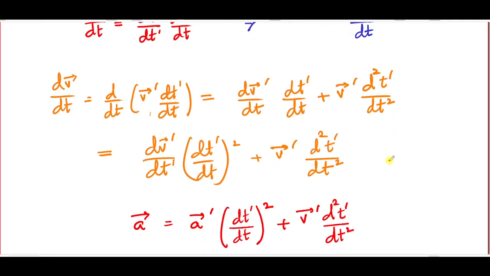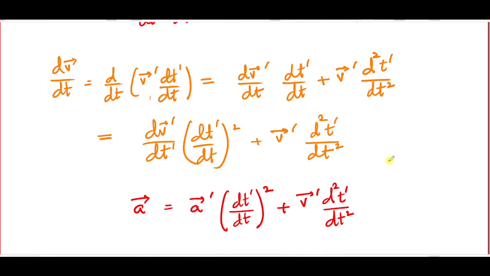Or, the acceleration as measured by O is related to the acceleration as measured by O prime and the velocity as measured by O prime through this equation. A rather complicated looking equation. So just the fact that two observers use different measures of time can lead to very complicated relationships between their measured accelerations.